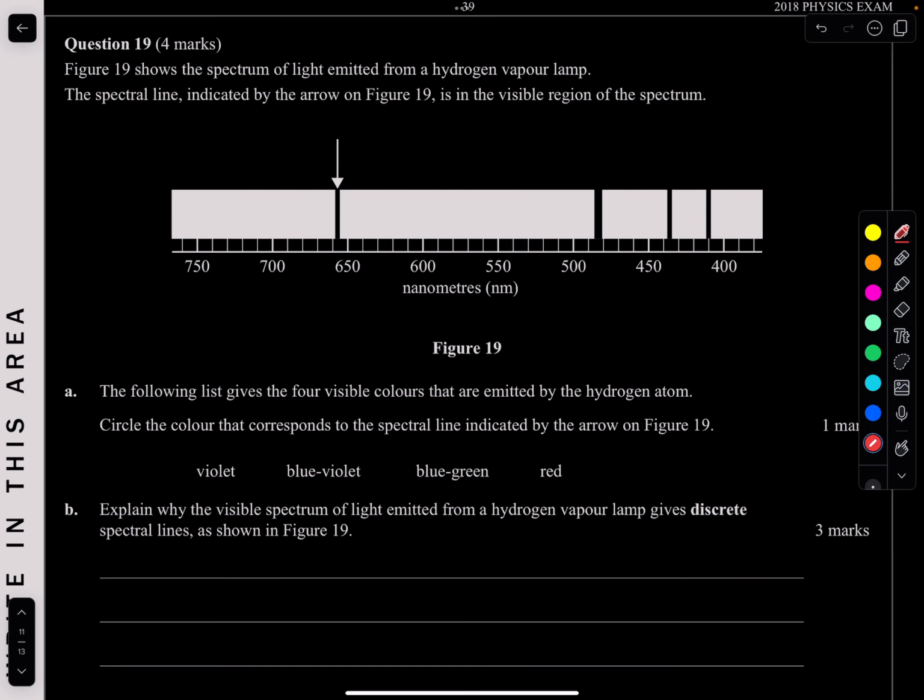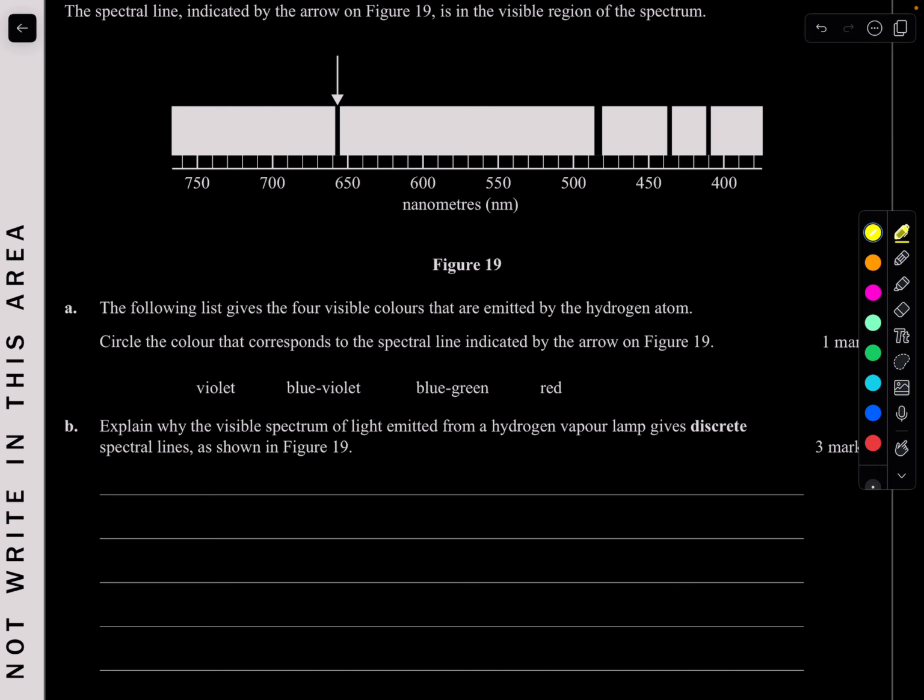Question 19. Figure 19 shows the spectrum of light emitted from a hydrogen vapor lamp. The spectral lines indicated by the arrows on figure 19 are in the visible spectrum of light. The following list gives the 4 visible colors that are emitted by the hydrogen atom. Circle the colors that correspond to the spectral line indicated by the arrows. So we have violet, blue, blue-green, or red.